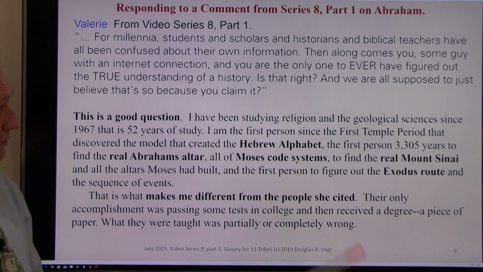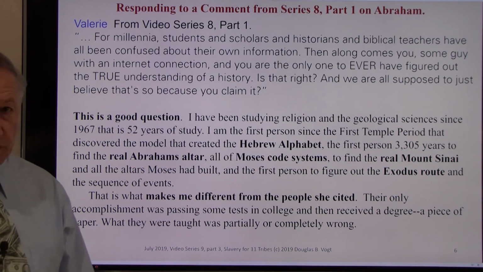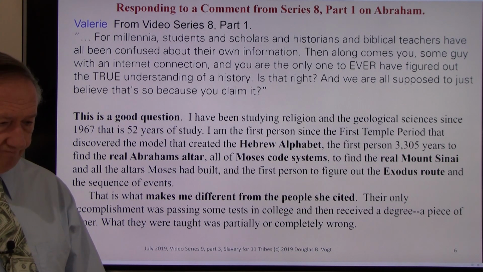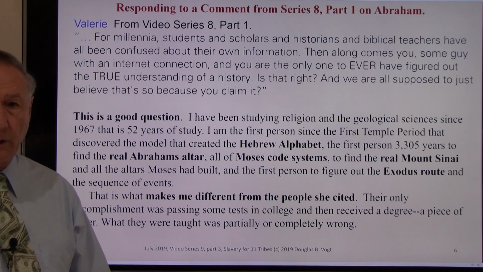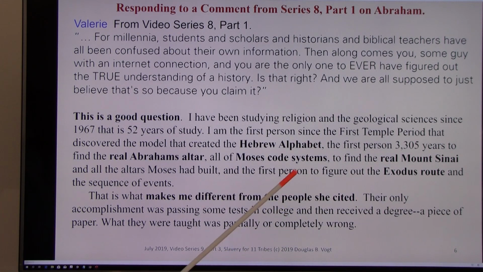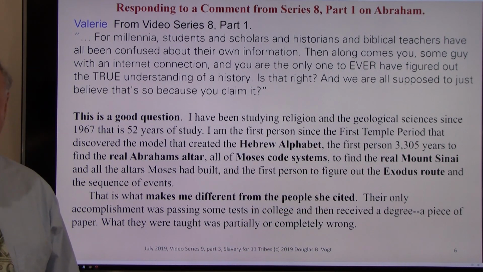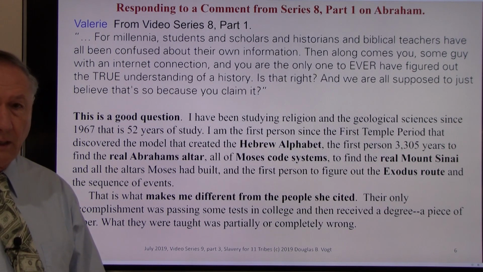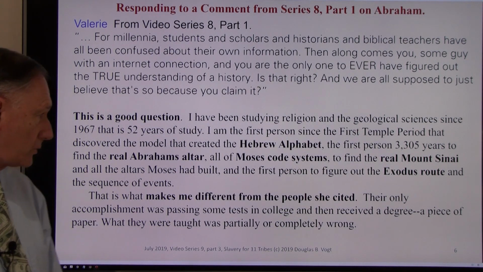First one to figure out Moses' code systems in over 2,600 years, again. It died with the last priest, which was Baruch, the grandson of Jeremiah. And the first one, again, in 2,600 years that found the real Mount Sinai and all the altars that Moses mentions in Exodus and Numbers.